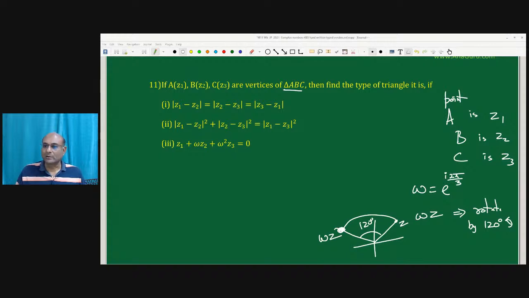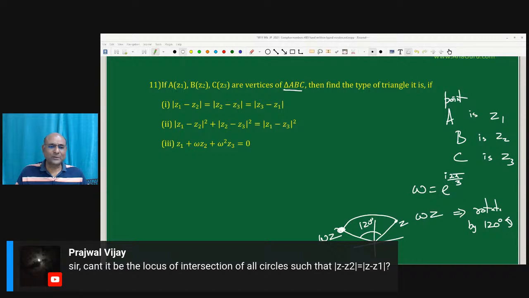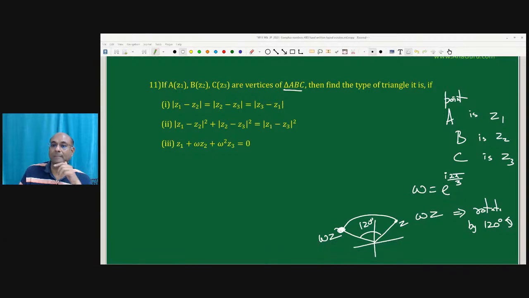Prajwal, what is your doubt? Huh? No, Prajwal, no, you can't do that. See, Z1 and Z2 are fixed numbers. The locus is for Z. Z is moving. Z1 and Z2 are fixed. So distance of Z from Z1 must be equal to distance of Z from Z2. The distances can change. 3, 4, 5. It's not a circle. Okay. Enough. Now, guys, finish this question. I'm going to give you another minute and then I'll start.